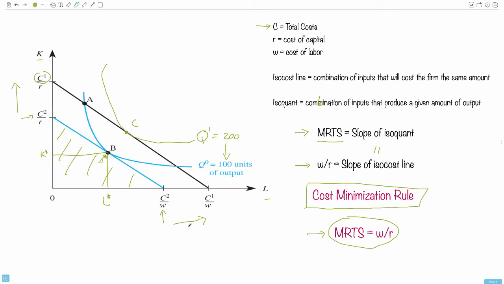So the point once again is that in order to minimize cost, the slope of the isoquant and the slope of the isocost line have to be equal, and this takes place only, in the first case, at point B, and once you increase production, this occurs at point C. I hope this clarifies a few things, and if you have questions, let me know.